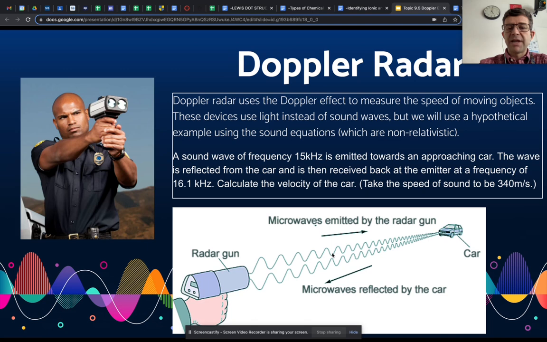So you can see these waves going this way. Here they're correctly labeled as microwaves. The car reflects some of those waves off that are received by the gun that then also measures what the frequency is. The frequency is going to be increased to 16.1 kilohertz. And the question is both why does this happen and what does this change in frequency tell us about the speed of the car?